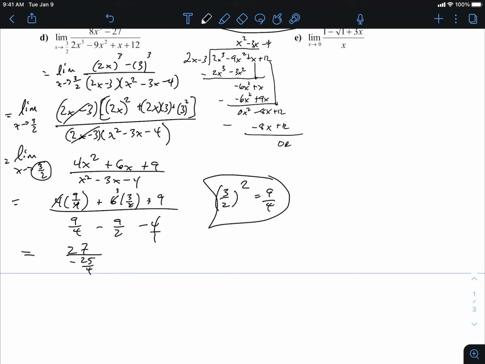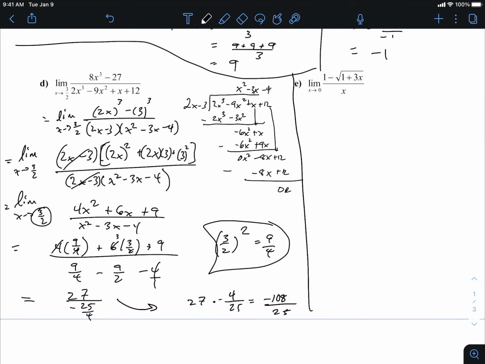Okay, and then you'd bring it up and multiply by the reciprocal, so you'd have 27 multiplied by 4 over 25. It's still negative, sorry, there you go. And then the answer would be negative 108 over 25. That's the limit.